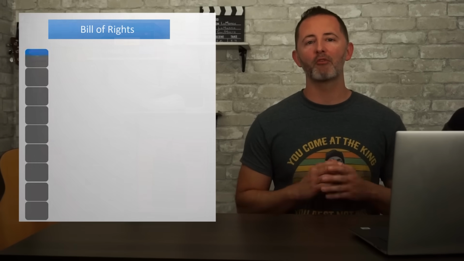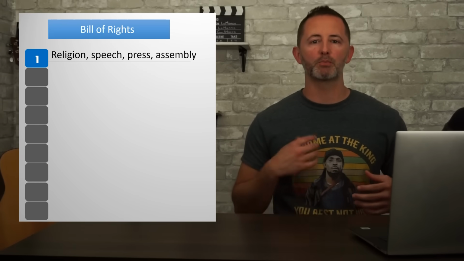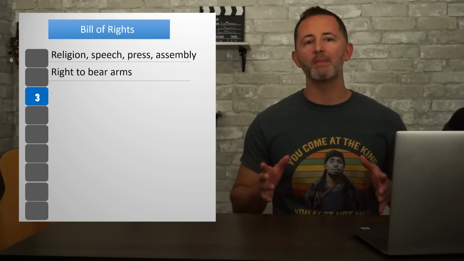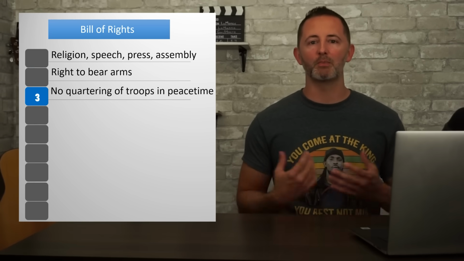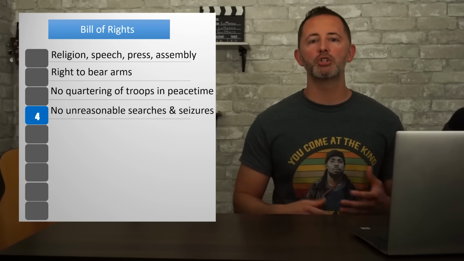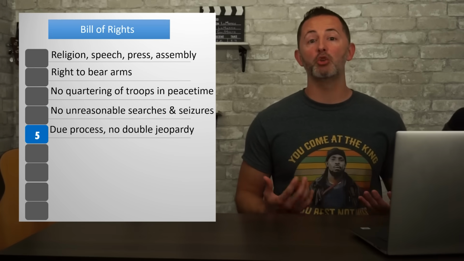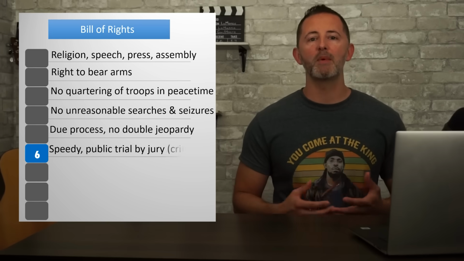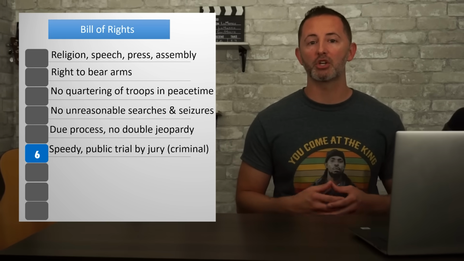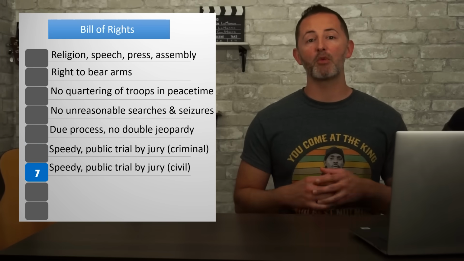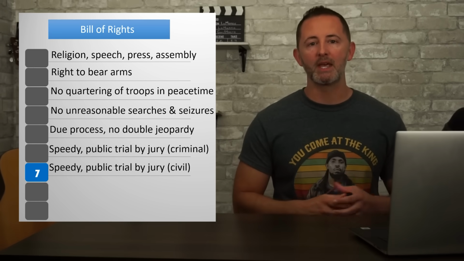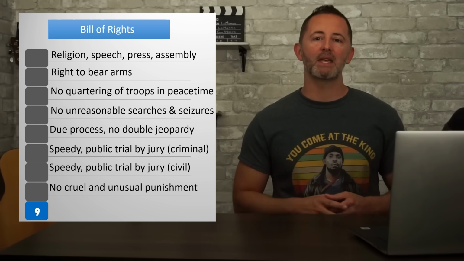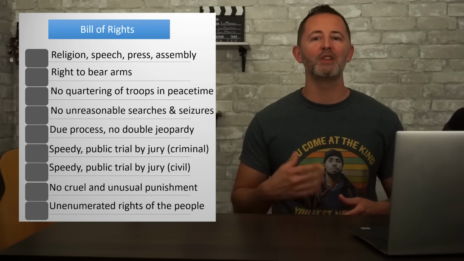Ready? First Amendment, the government can't take away your freedom of religion, speech, press, or assembly. Second Amendment, it can't take away your right to keep and bear arms. Third Amendment, it can't force you to let troops take over your house during peacetime. Fourth Amendment, they can't search you unreasonably. Fifth Amendment, they can't try you twice for the same crime, and you can't be forced to incriminate yourself, among other things. Sixth Amendment, you have a right to a speedy and public trial by a jury of your peers in criminal cases. Seventh Amendment says you have that same right in civil cases. Eighth Amendment, no cruel or unusual punishment or excessive bail. And the Ninth Amendment says that, hey, there are other liberties too, even if we didn't mention them here.